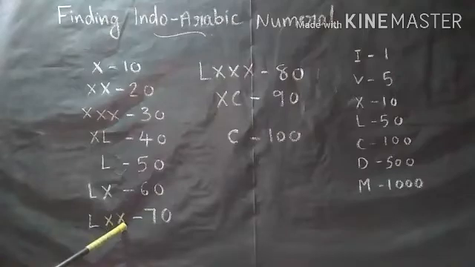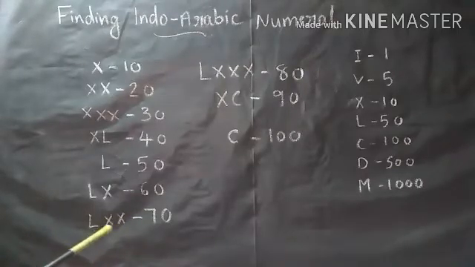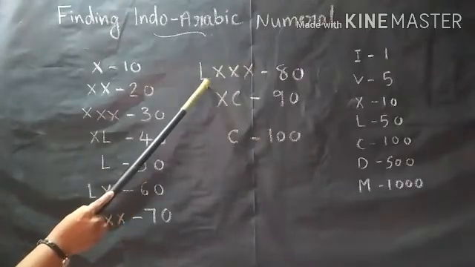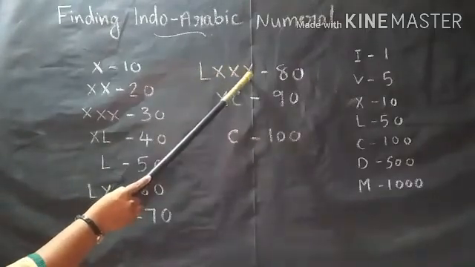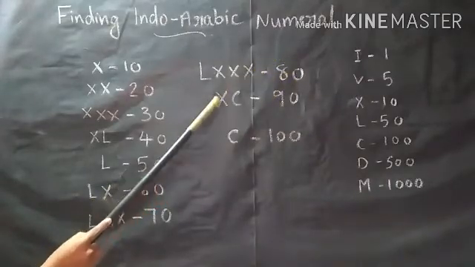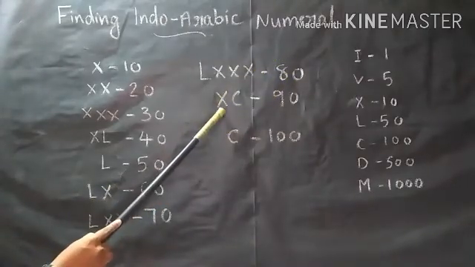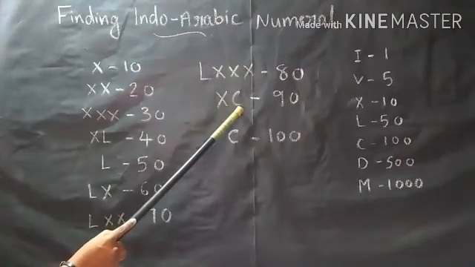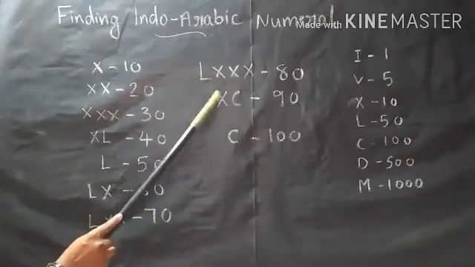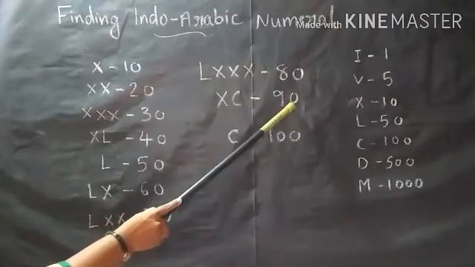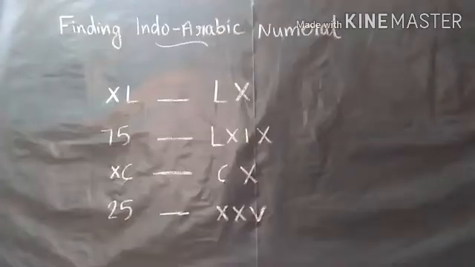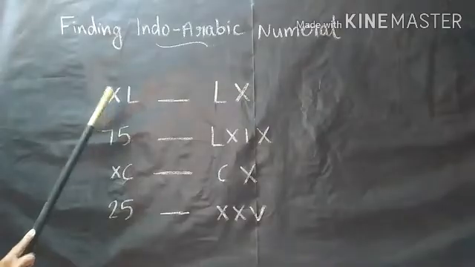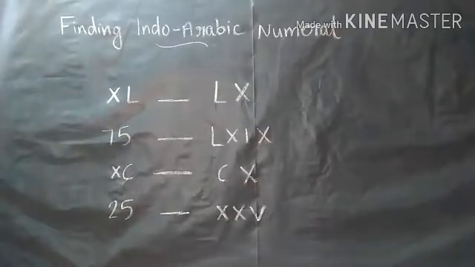LXX. XX is 20, L is 50. So 50 plus 20 will get 70. Next, LXXX. L means 50, XXX means 30. 50 plus 30, 80. Next, XC. Value of X is 10, C is 100. Smaller value which is on the left side of a bigger value means do subtraction. 100 minus 10. So, XC means 90. C is 100.